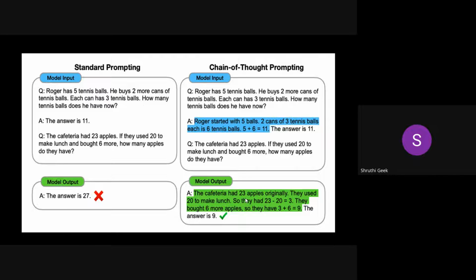They used 20 to make lunch. So now we have 23 minus 20, which is equal to 3. And then they bought 6 more apples, because of which we add 6. So it becomes 3 plus 6, which is 9. So now you get an elaborate answer on how you got this answer 9, right?